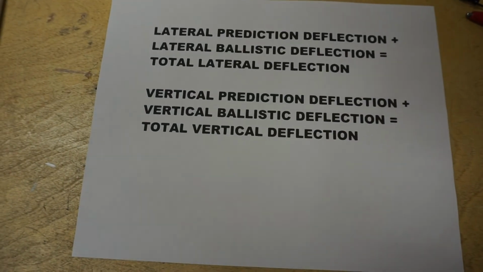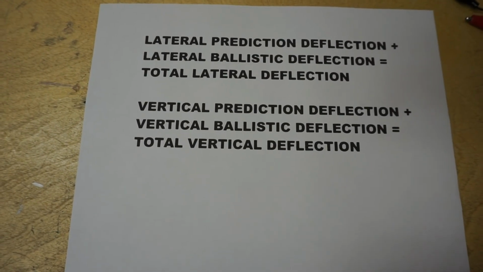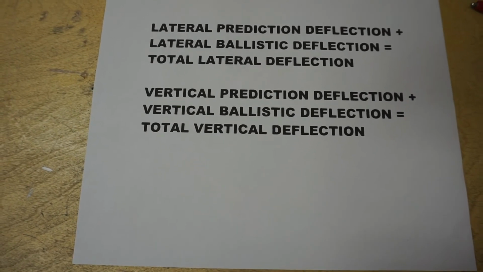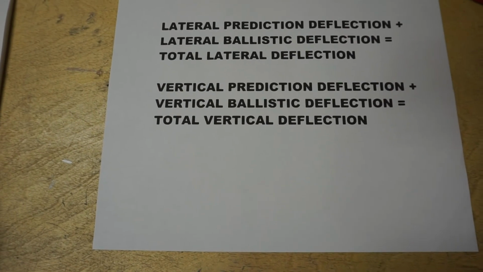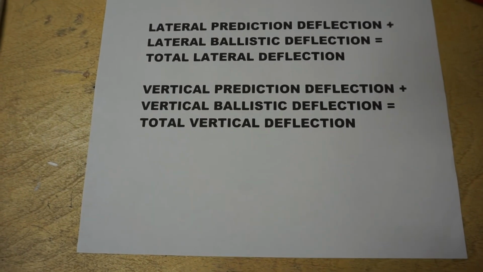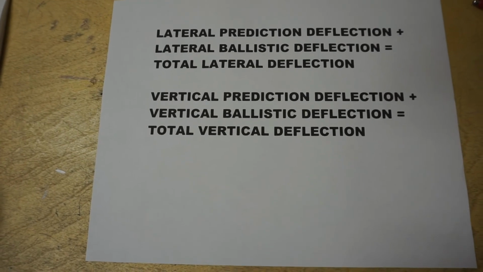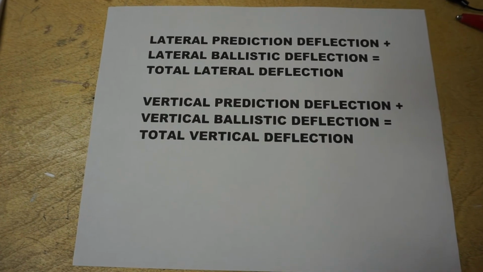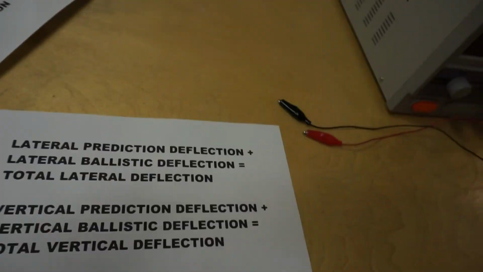Finally, the Gunsight had to combine all of these predictions. It took the lateral prediction deflection, which was determined by the time times the azimuth rate change, and the lateral ballistic deflection, and came up with the total lateral deflection. Similarly, it took the vertical prediction deflection, which was obtained by getting the vertical rate times the time, and the vertical ballistic deflection, and when these were added together, that gave the total vertical deflection. It was able to combine all of these with the range to come up with the exact aiming point for the gunner.